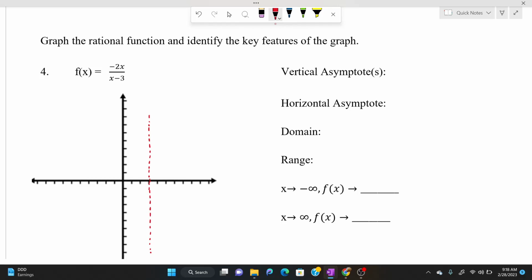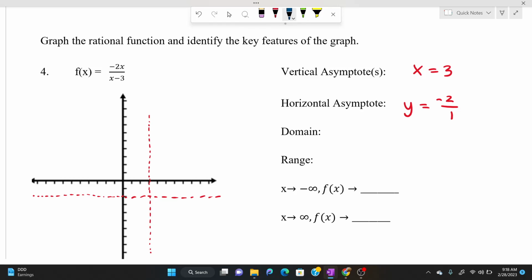And then I will have a, since the degrees are the same, I will have a horizontal asymptote at the ratio of the coefficients, which will be, I'll do this in red still, at negative 2. Negative 2 over 1, which is negative 2. So vertical is x equals 3. Horizontal is y equals negative 2 over 1.